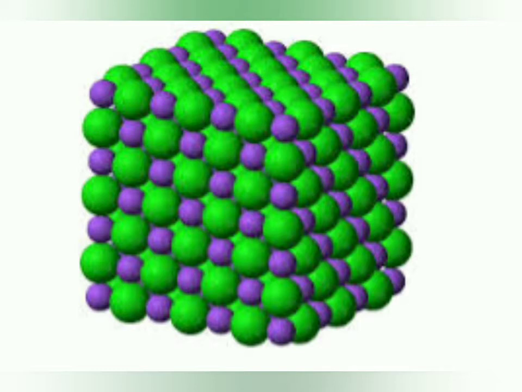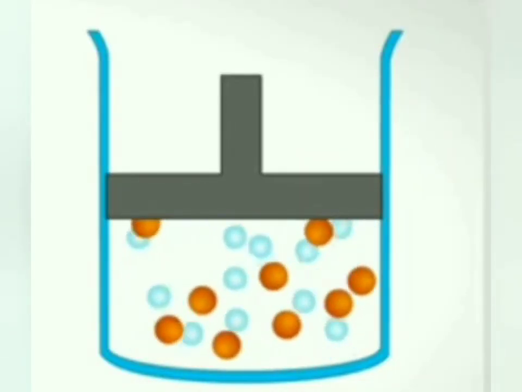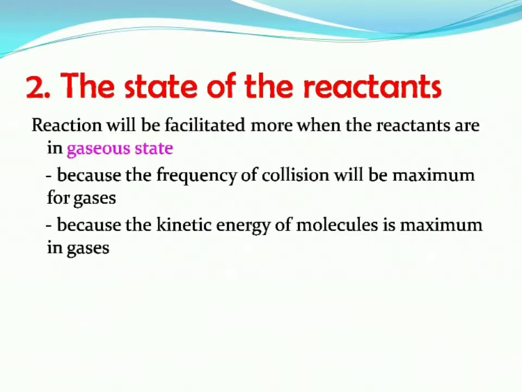And as the molecules in solids are tightly held by strong intermolecular forces, they can't move from their position, so they have the least kinetic energy. So the chances of collision are also very low. But the molecules of gases are free to move in any direction, so they have maximum kinetic energy. Due to maximum kinetic energy, the frequency of collisions is maximum in gases. The frequency of collisions means the number of collisions per unit time. Now if they move at higher speed, they will collide more, and hence the reaction will be facilitated.